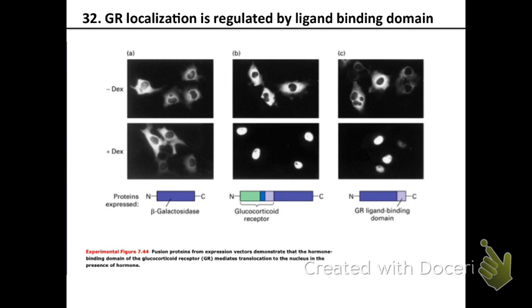So, questions about this? All right. What other reporter could you use here that is visual, that you can see? What other reporter gene? GFP. And that's pretty typical. A lot of people use GFP for these types of assays now.